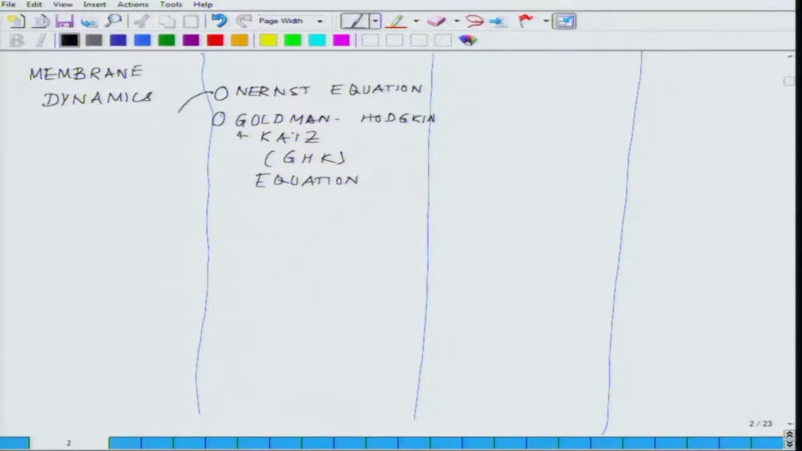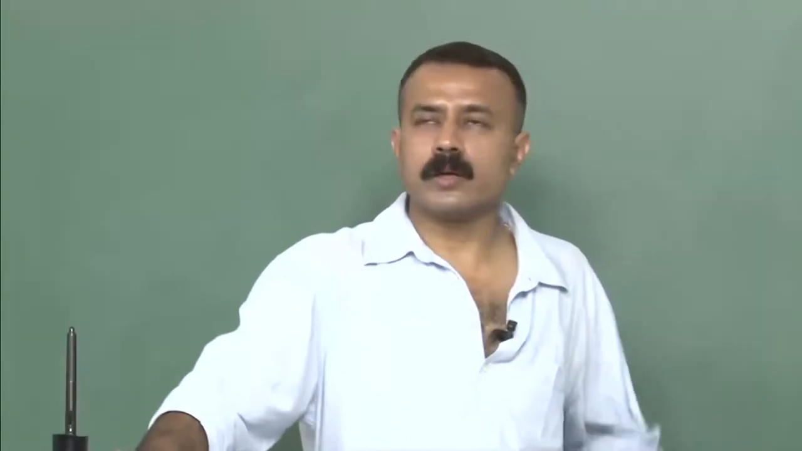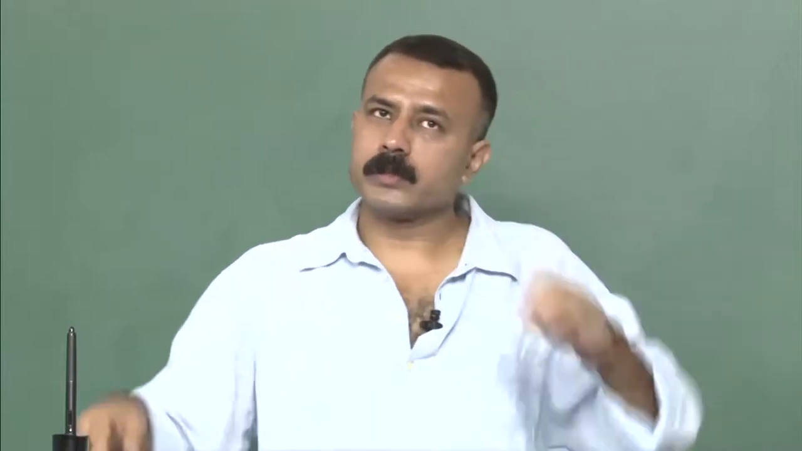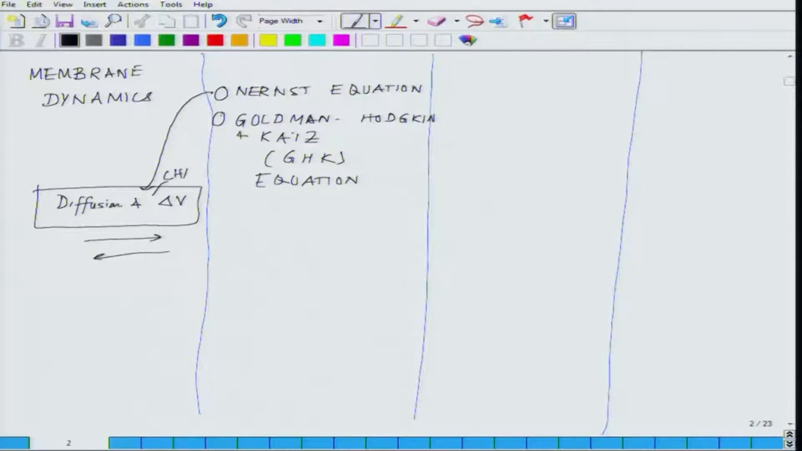Here we will be talking about the counter forces of diffusion and delta V, the potential difference and the diffusion, and how these forces are regulating what we can also call charge mobilization. In other words, what I wanted to highlight here is that, for example, you have across the membrane positive charges and negative charges, and this is the membrane.